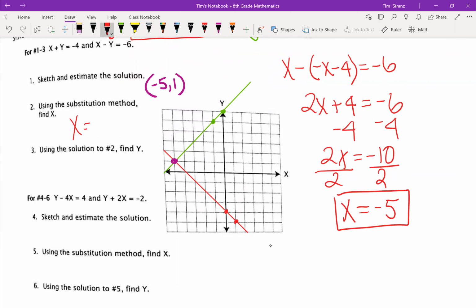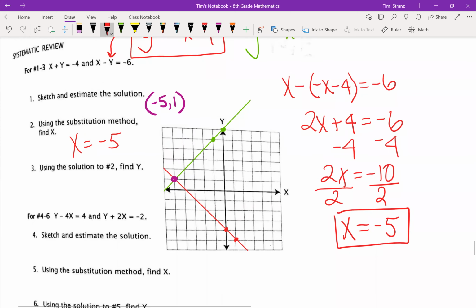All right, and then number 3, use the solution to number 2 to find y. So my solution was negative 5. So now I'm going to plug negative 5 in for x, right? I'm going to use this equation right here. I'm going to plug it in right here.